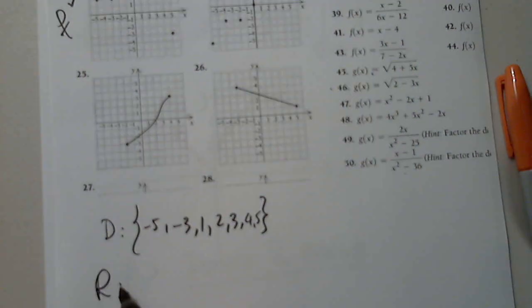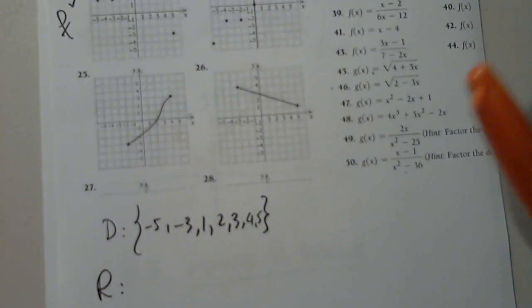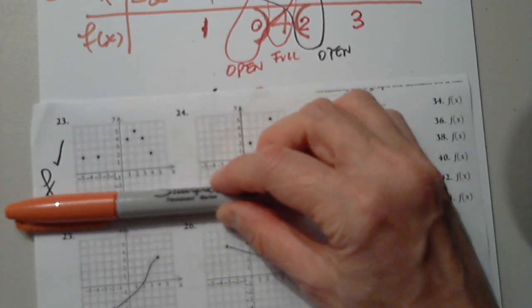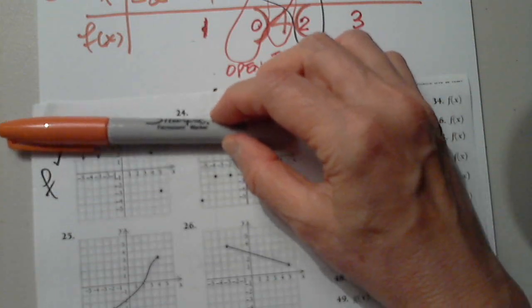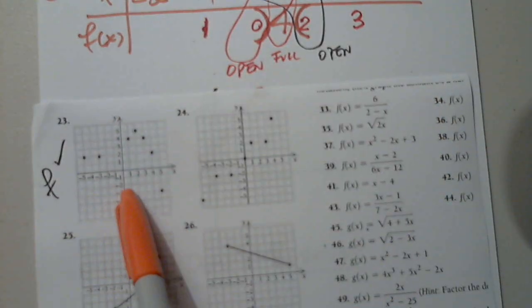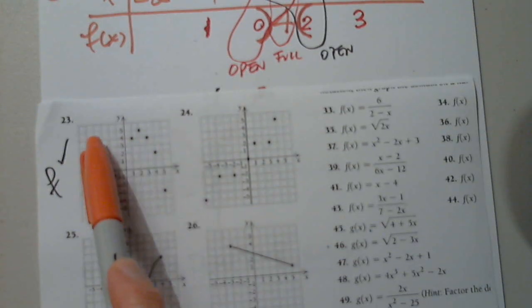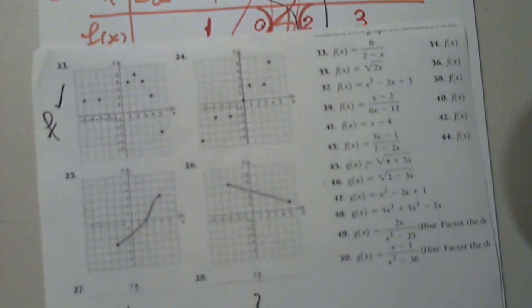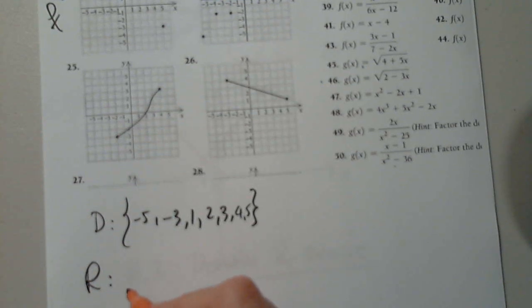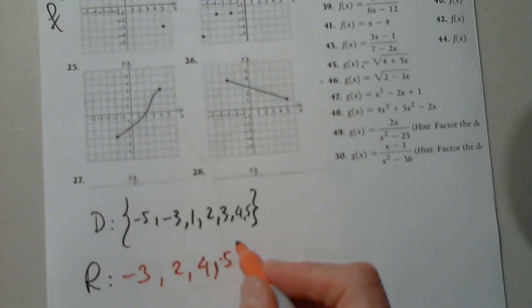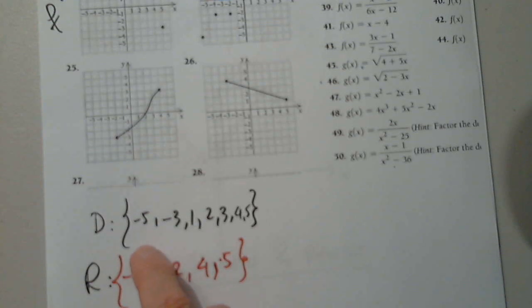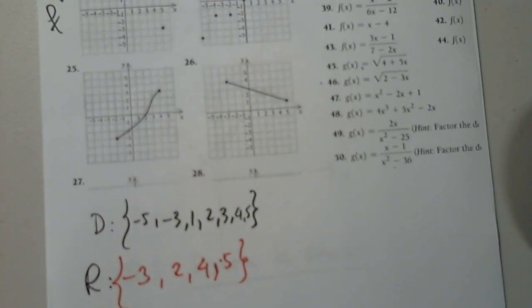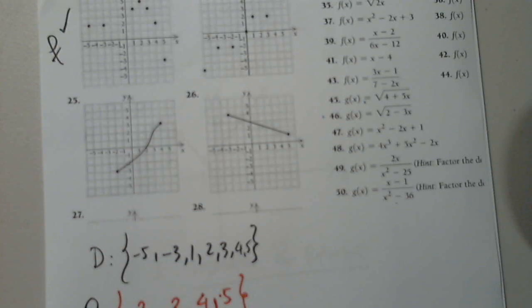What about the range? In the same way, but on the horizontal. -3, 2, 4, and 5. I cannot use parentheses because the points are not connected. I cannot use brackets for the same reason. I have to list the elements.